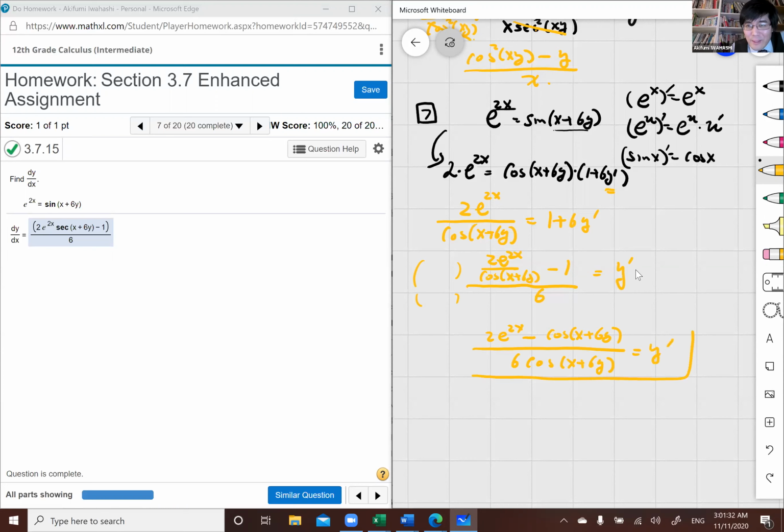Okay, well, now you need to find the second order derivative, but the general procedure is the same. You just have to differentiate twice.